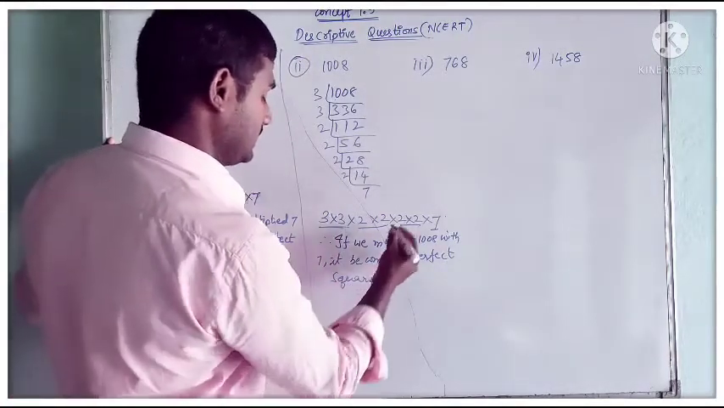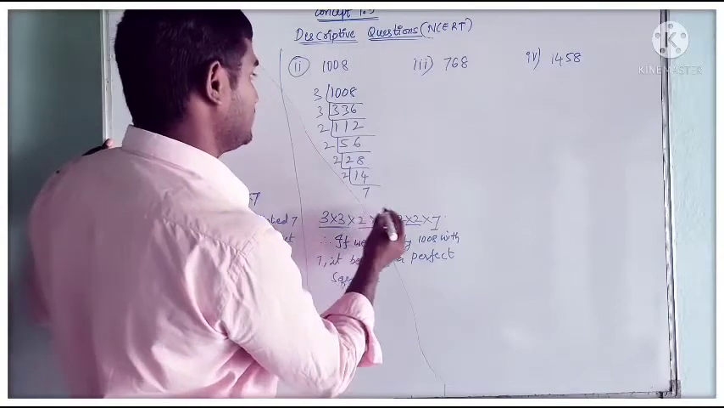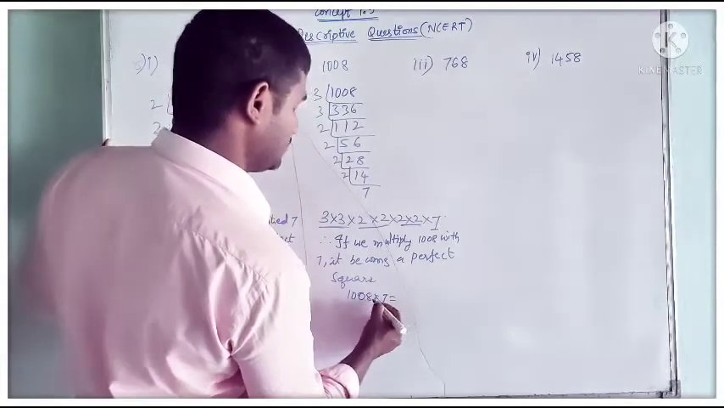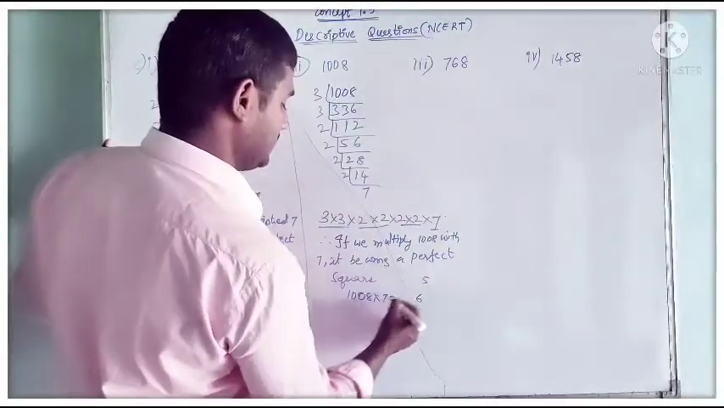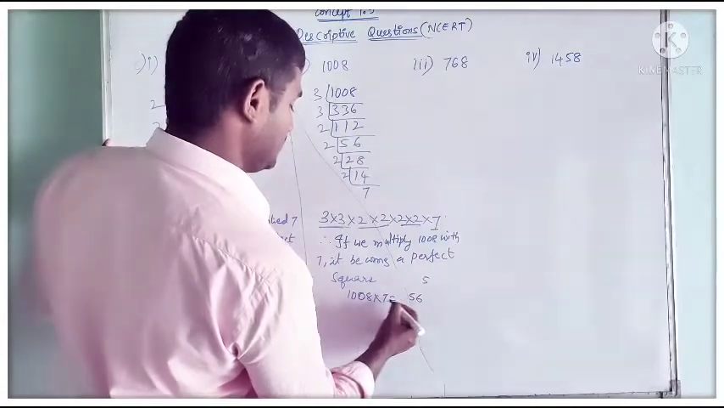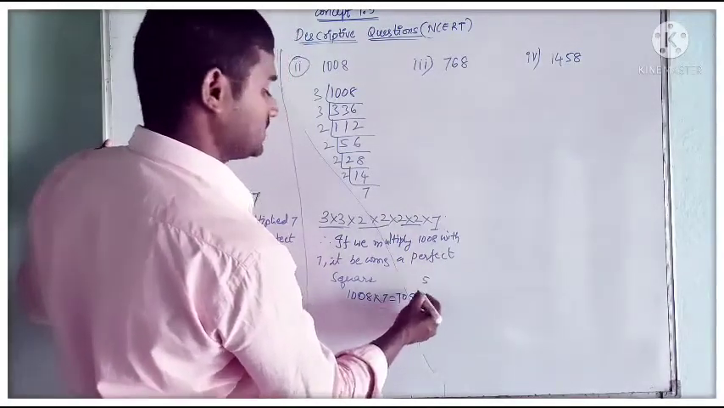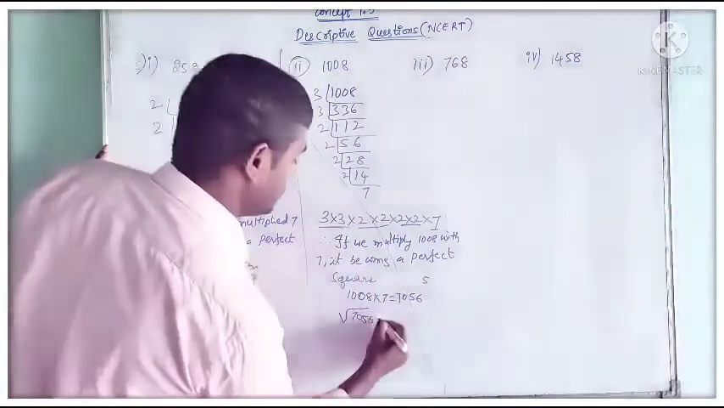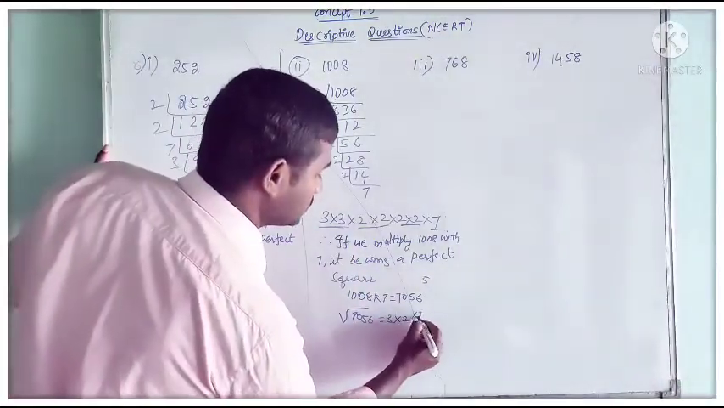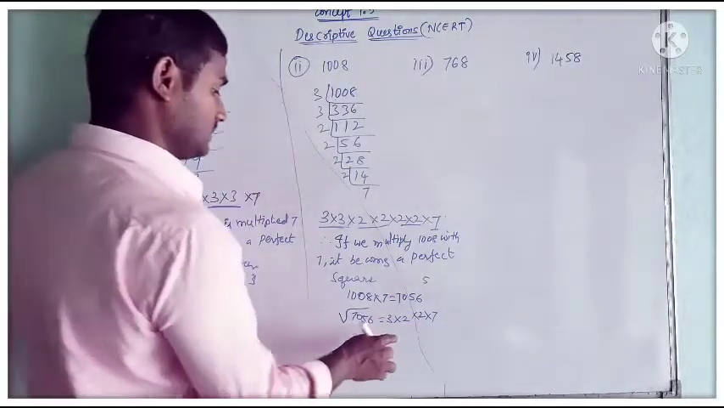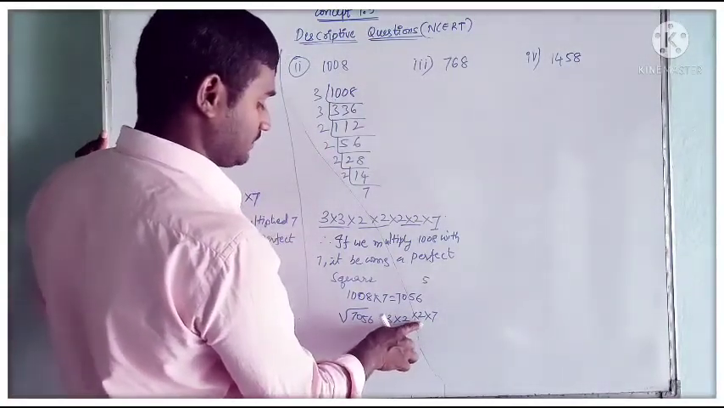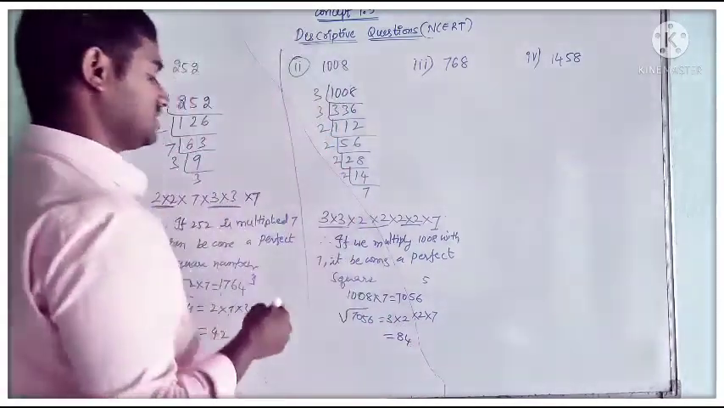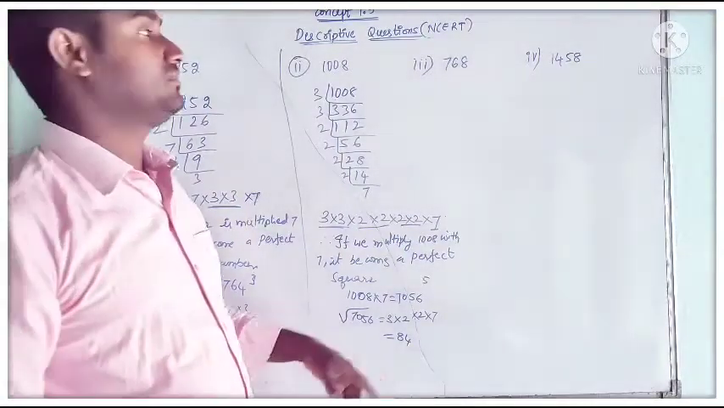So if it is a perfect square, what will be that number? 1008 into 7: 7 eights are 56, 5. So 7 into 0, 0, 5. 7 into 0, 0. 7 ones are 7. 7056. Now the square root of 7056 equals 3 into 2 into 2 into 7. 3 twos are 6, 6 twos are 12, 12 sevens are 84. The square root of 7056 is 84.